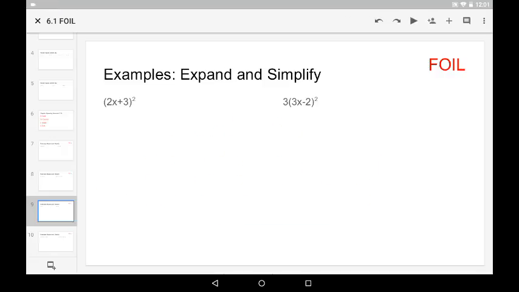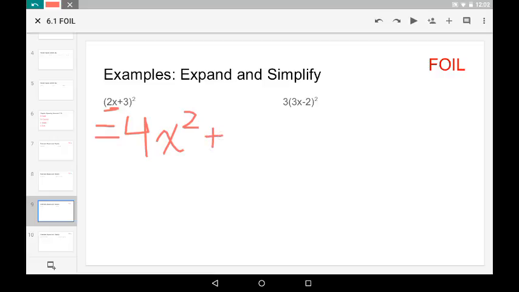So when we put our numbers in for this one, if we take the A term here, that's 2x, we square it. You have to square the number and the letter. So you're squaring the constant and the variable. So 2 squared is 4. X squared is x squared. So 2x squared is 4x squared.